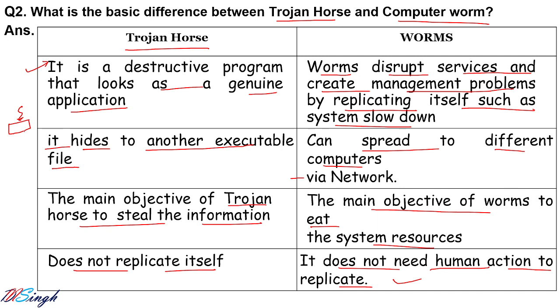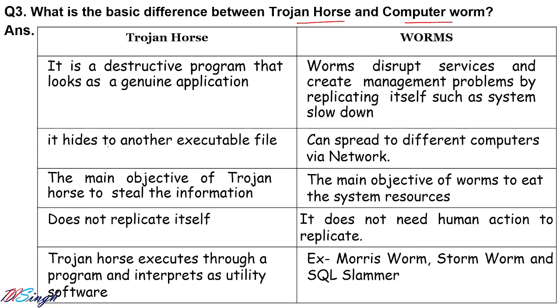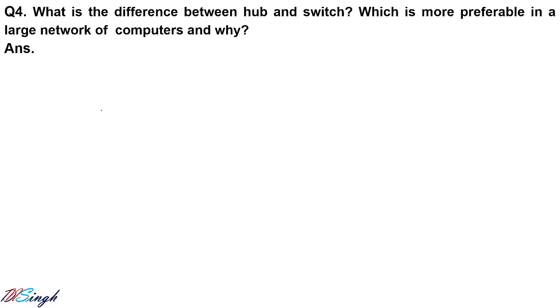to remove this type of malicious software or check for infections inside the software. Let us move to the next question. What is the basic difference between a Trojan horse and a computer worm? We have already seen that. Okay, so going for the next one, what is the difference between a hub and a switch?